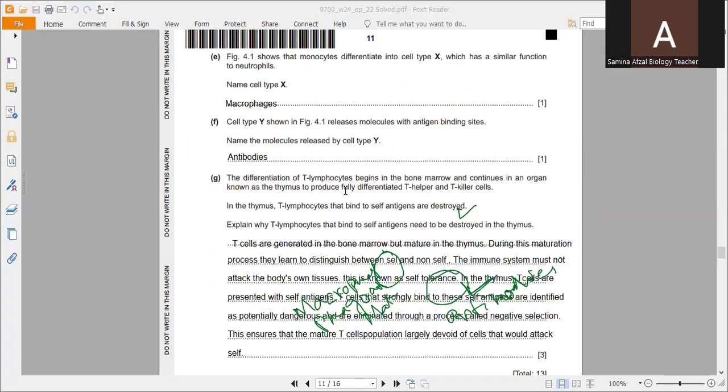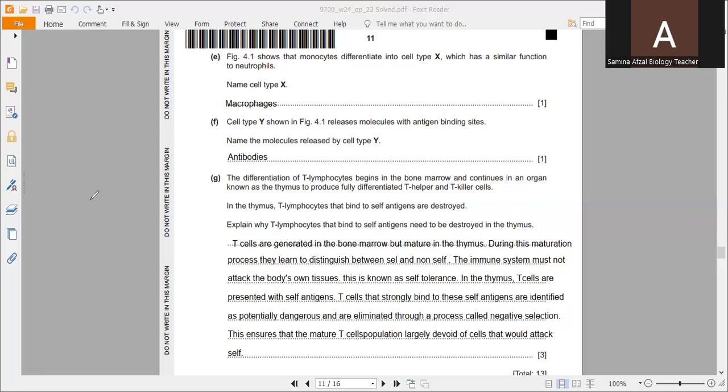Next question, we have macrophages and antibodies. The differentiation of T lymphocytes begins in the bone marrow and continues in an organ known as the thymus to produce fully differentiated T helper and T killer cells. The thymus gland is present beside the chest bone. It is very small in size, and it is present over there. So what happens? T lymphocytes begin in the bone marrow. They are produced in the bone marrow, and then their development continues in the thymus.